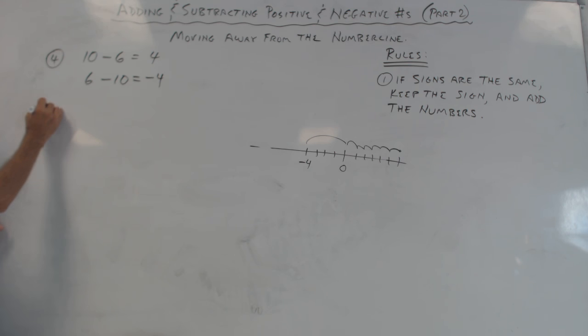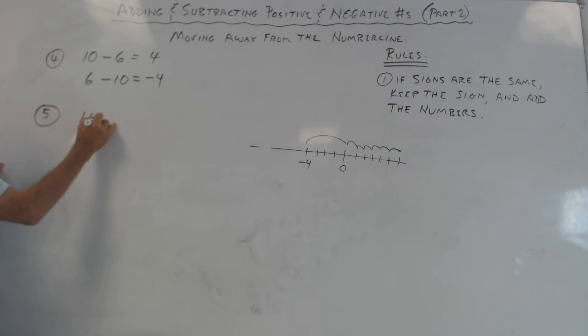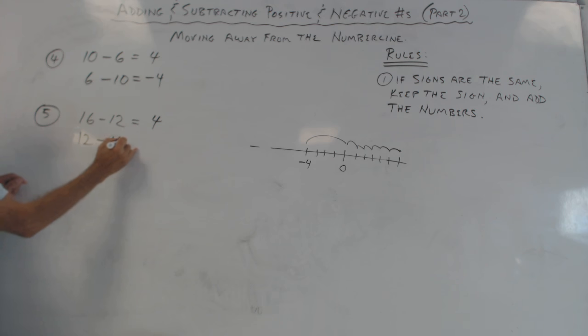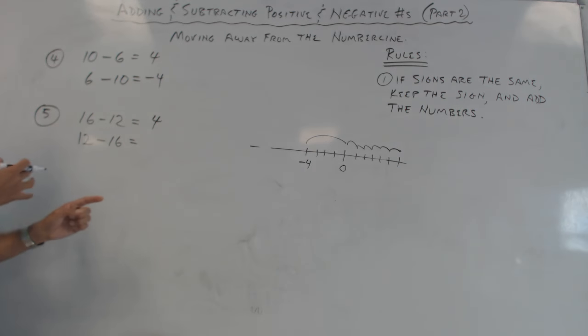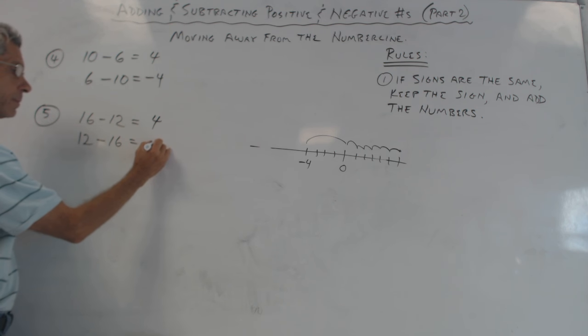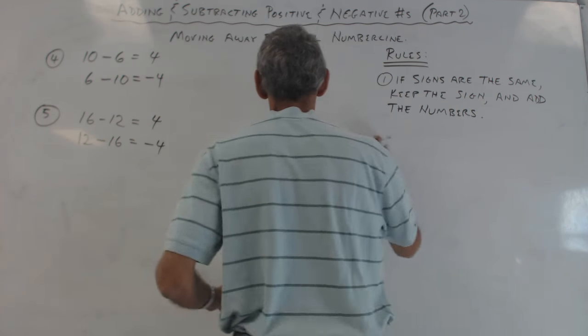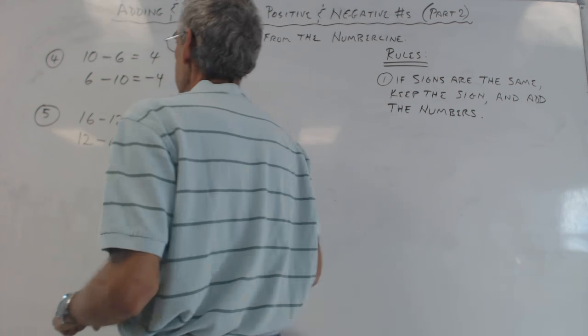So number 5. What is 16 minus 12? 4! Okay, that's great. All right, so now I'm going to flip them. What is 12 minus 16? I'd have to go back over 12 this way, and then 4 more. Oh, it would be -4, right? That's interesting. You guys with me so far? Yes. Let's try another one.